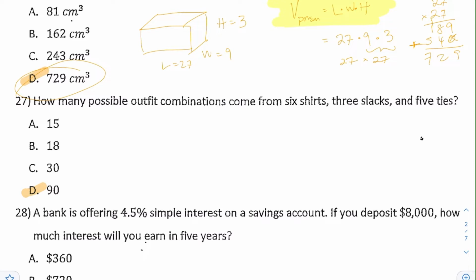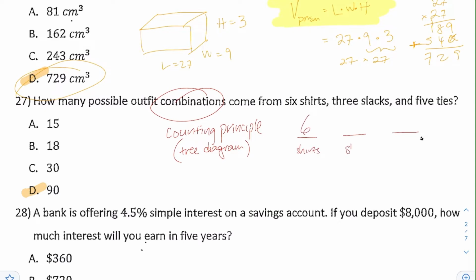Next, for number 27, how many possible outfit combinations come from 6 shirts, 3 slacks, and 5 ties? The keyword here is combinations, and when you have combinations here, you can use the counting principle. And the counting principle is a shortcut of the tree diagram. So for this counting principle, you want to write out all the options you have for shirts, which you have 6 shirts, for slacks, which you have 3, and for ties, you have 5. And you always want to multiply for the counting principle, so this will be 6 times 3, or 18 times 5, which is equal to 90. So the answer is choice D, 90.